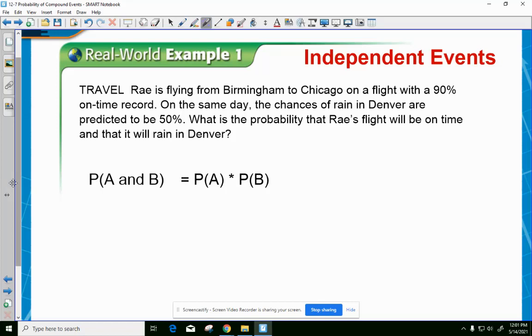All right. Now, if you read this one here, Ray is on a flight from Birmingham, that's in Alabama, to Chicago, and it's got a flight record of being on time 90% of the time. So that's pretty good. On the same day, the chances of it raining in Denver are 50%. Is the weather in Denver going to have any impact on a flight from Alabama to Illinois? So that's why they're independent of each other.